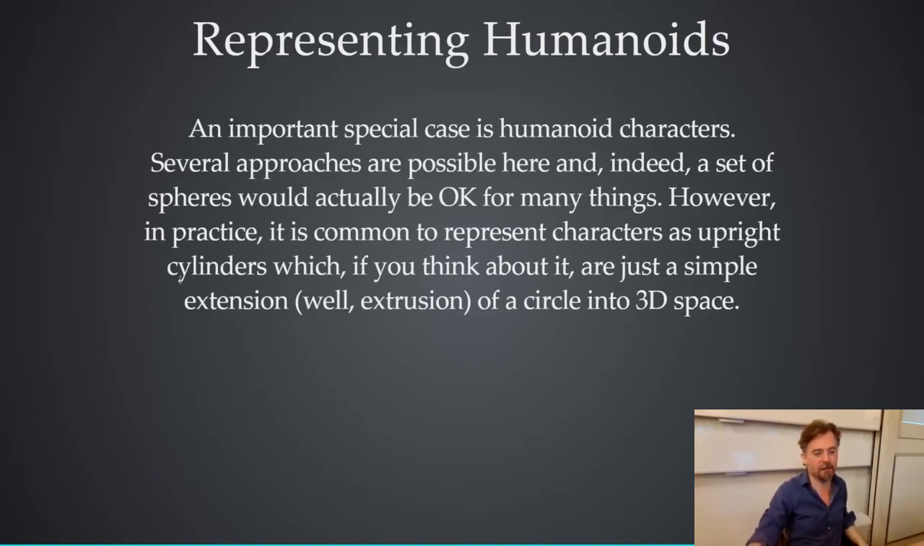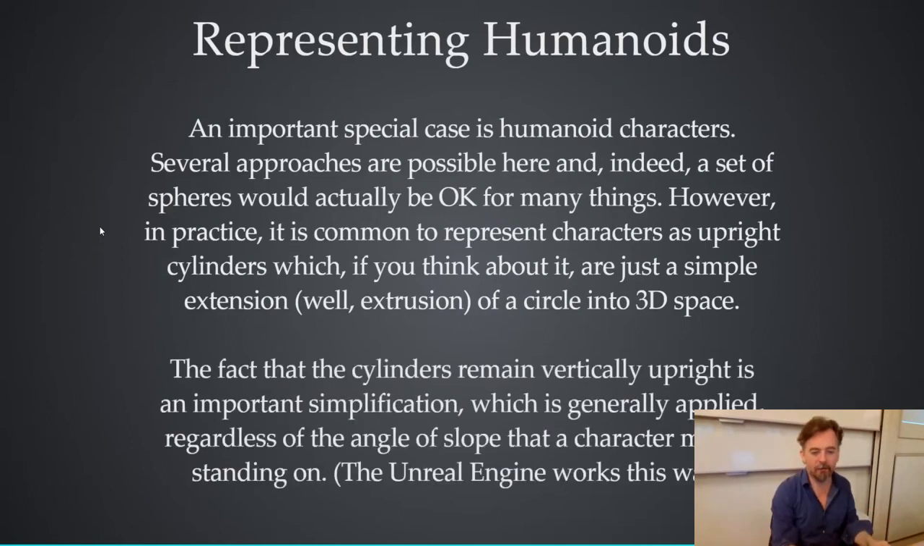Another common one is upright cylinders, which again is what Unreal used to use and probably still does use. So although the body is articulated and quite detailed, for most of the game collision logic, it's just treated as if it was a cylinder that's always standing upright. In fact, even if you're slightly tilted or you're crouched, it always treats it as a cylinder. And a cylinder is just a circle that's been extruded along a line, so it's not that hard.